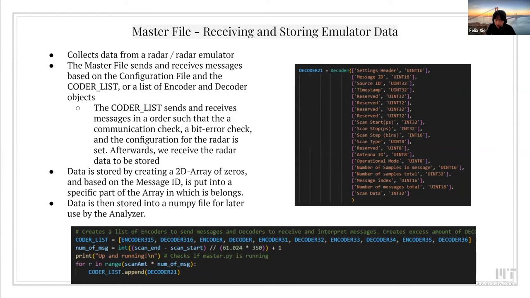And to actually store the data, we created a 2D array of zeros based off of how much information we expected. Based off the message ID and message index, we were able to find the correct location that we wanted the data to be stored in, and we just put it in there. And then we saved that 2D array into a NumPy file, which we'll use in the analyzer.